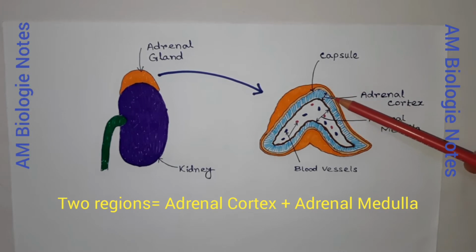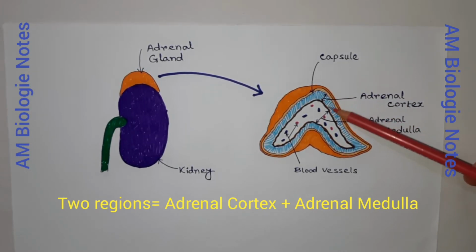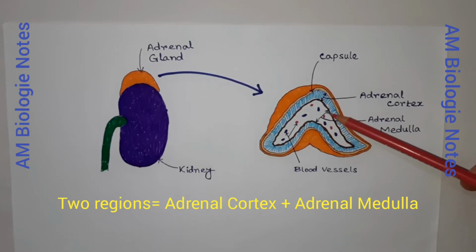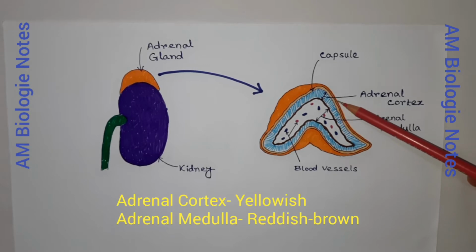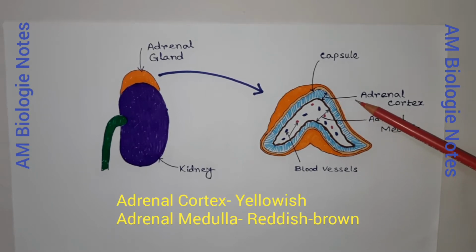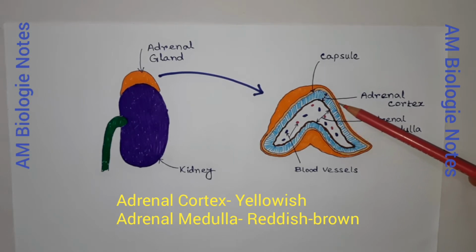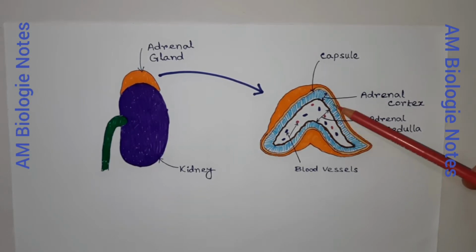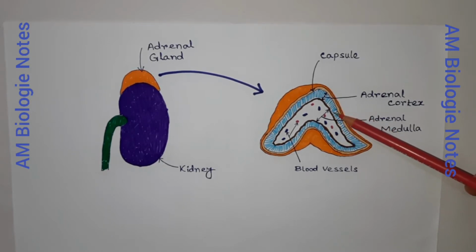The gland has two regions, the adrenal cortex and the central adrenal medulla. The adrenal cortex is yellowish in color and the medulla is reddish brown. I have used different colors so that you can better understand the two distinct regions.